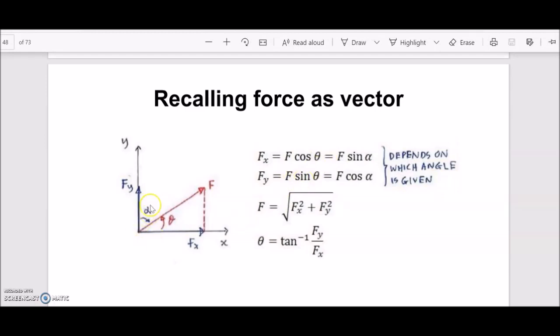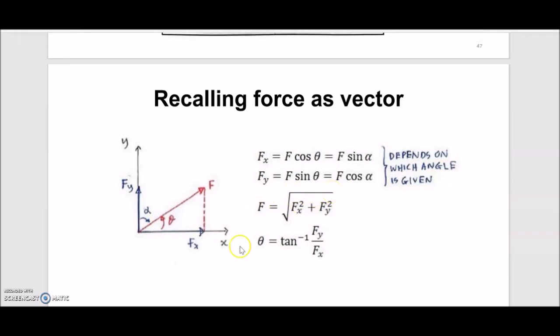When we have alpha here, we have another function, so it depends on which angle is given. Therefore, to calculate the force F as a vector, we add Fx to the power of 2 plus Fy to the power of 2, and take the square root. For theta, we can calculate it using tan inverse of Fy over Fx, since tangent is sin theta over cos theta.